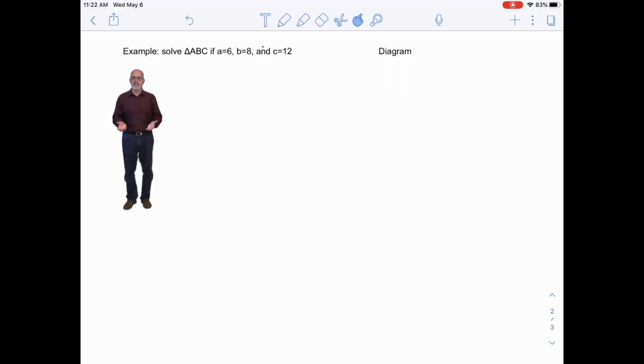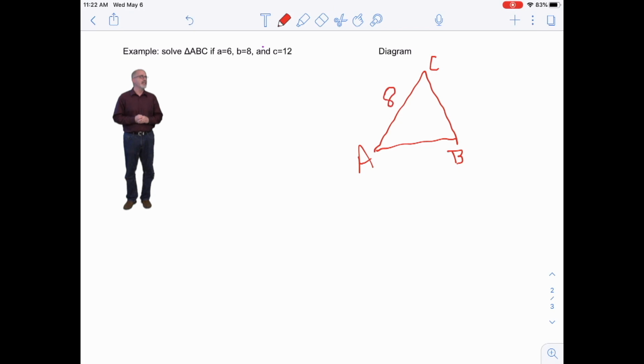Now let's do a problem where we're given all three sides. Now we get to pick which angle it is that we're going to figure out. So let's draw a diagram for this. Drawing the diagram, again, we just draw a triangle, and then we put in our angles, and the sides are going to be opposite those. So angle A, angle B, and angle C. So when we put in 8 in this case, that's side B, so it's opposite B. 6 is A, so it goes opposite angle A, and 12 is in for C, because it's opposite angle C.